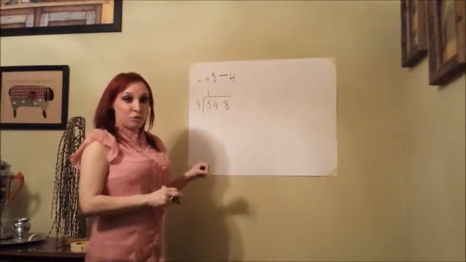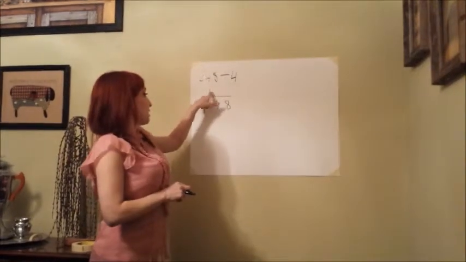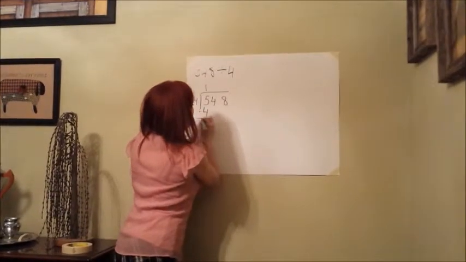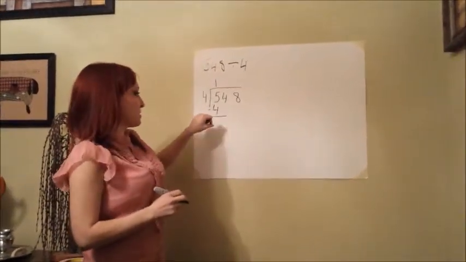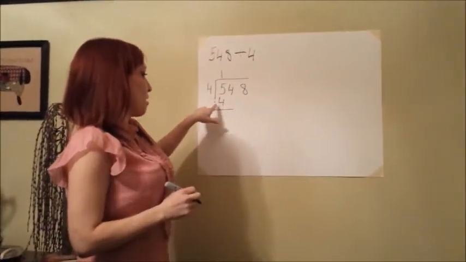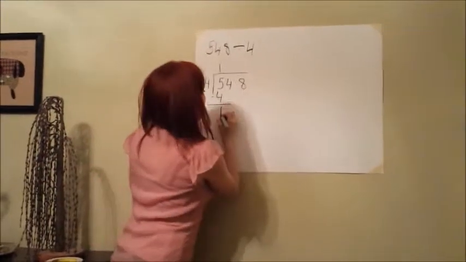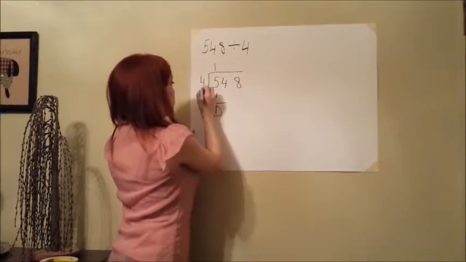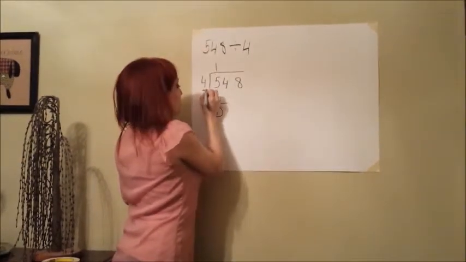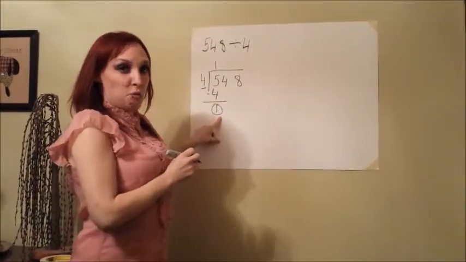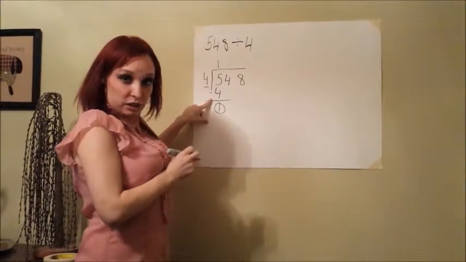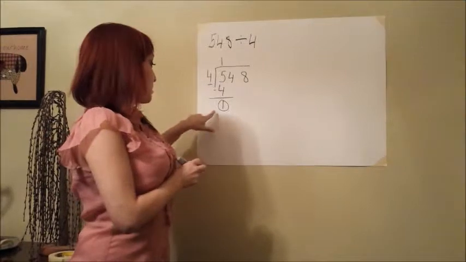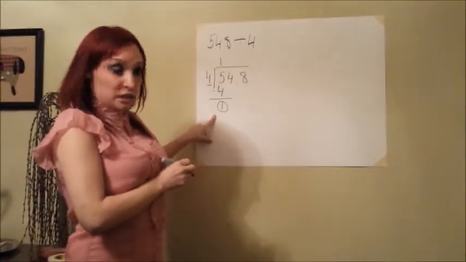The next step after we divide is to multiply. 1 times 4 is 4. We write that here. The next step is to subtract. 5 minus 4 is 1. Now stop and check. Make sure that this number here is always smaller than this number. If this is bigger, we did something wrong. We either subtracted incorrectly, or more likely, we put a number that was too small here. But in this case, we're fine. So we're going to go on to the next step.